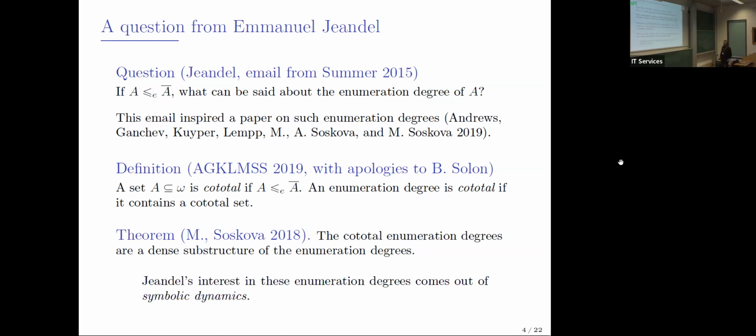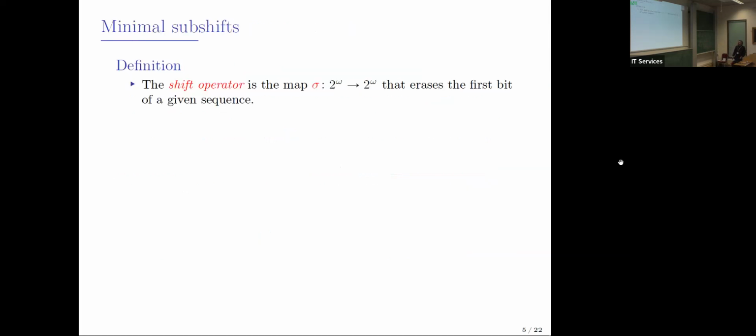So why was Jeandel interested in sets with this property in the first place? Like I said, he was studying symbolic dynamics. And so I'm going to give you a little quick introduction to symbolic dynamics, just the bits that we need. The shift operator is a map from 2 to the omega to 2 to the omega that just erases the first bit, just lops off the first bit of the sequence.